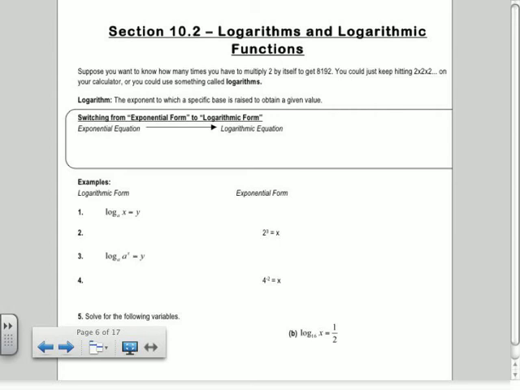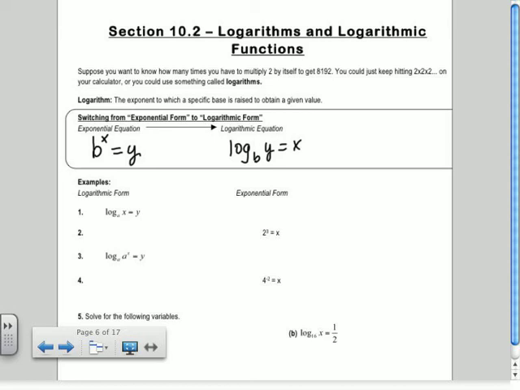A logarithm is defined to be the exponent to which a specific base is raised to obtain a given value. So logarithms are exponents. They don't really look like exponents when we use them, though, so it's kind of confusing for people. An exponential equation looks like b to the x equals y. If I want to change that to a logarithmic equation, so let's say I wanted to solve for x, you would do log base b of y equals x.